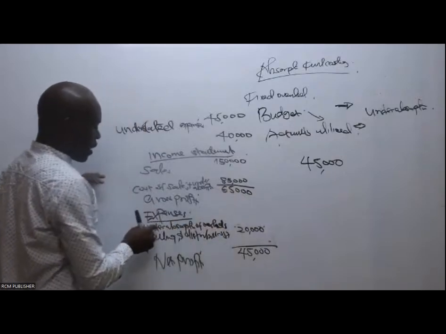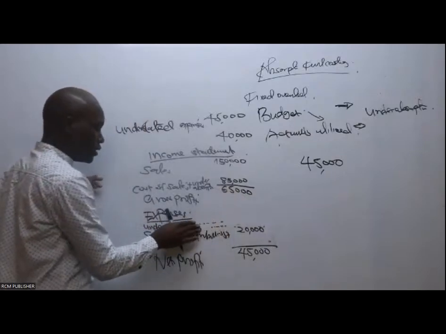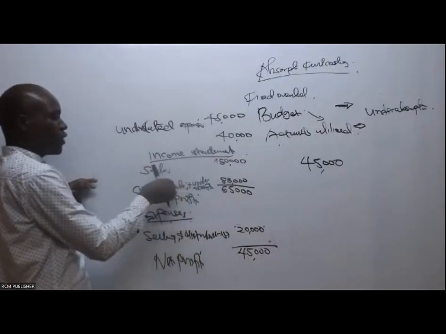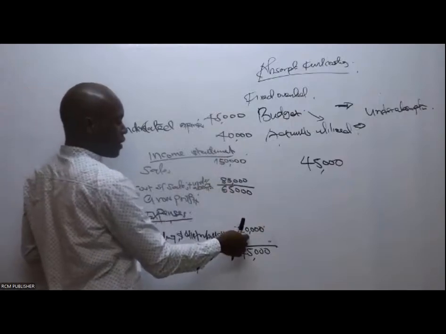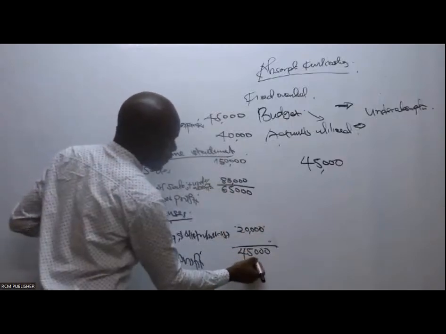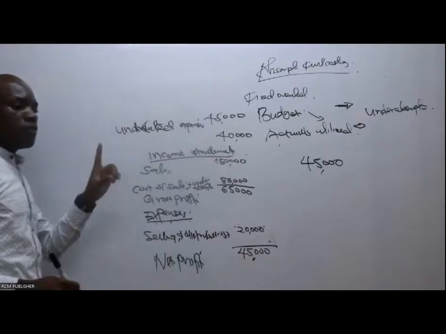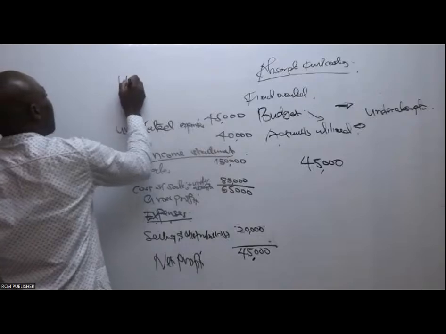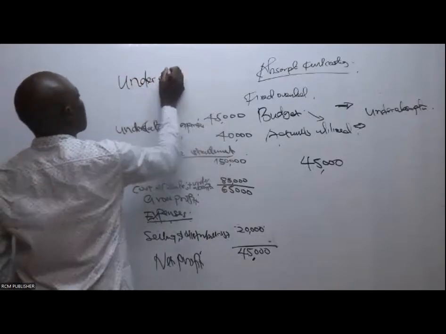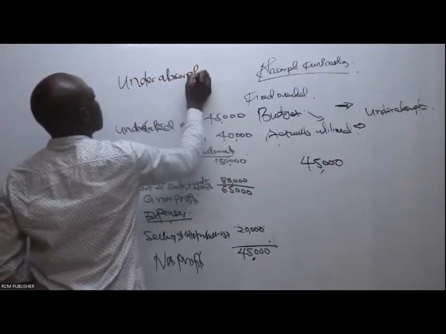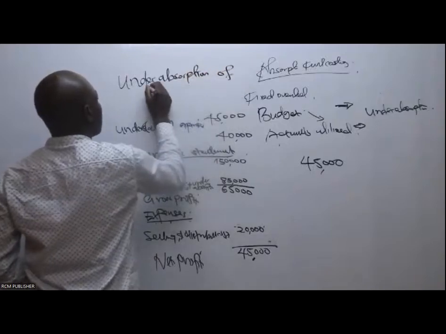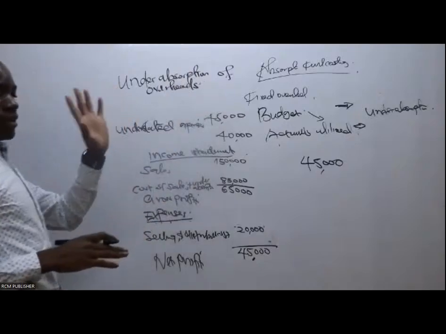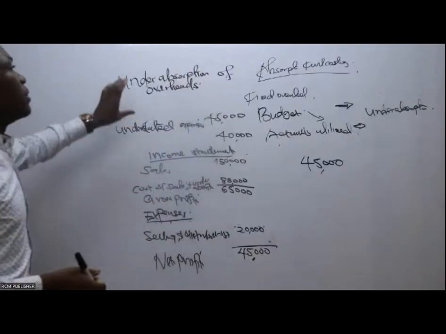And remember, this under absorption, I've eliminated it. It's not going to be part of the expenses here. I've taken it to be part of the cost of sales. Now 65 minus 20,000, I will get 45,000. What are we dealing with? We are dealing with under absorption of overheads. That is what I am dealing with.